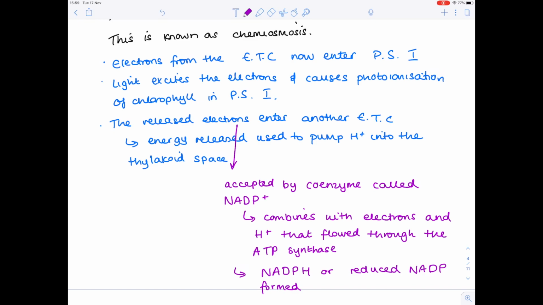And so to reiterate, we know that electrons pass through that second electron transfer chain. We know that hydrogen ions have been pumped by the ATP synthase. Both of these things now get accepted by NADP+. Because that NADP+ gains hydrogen ions, we can say that the NADP+ has been reduced. Because remember, reduction is a scientific word of which one of its meanings is the gain of hydrogen.